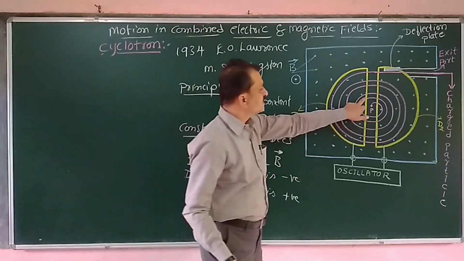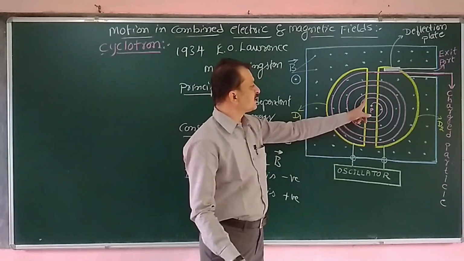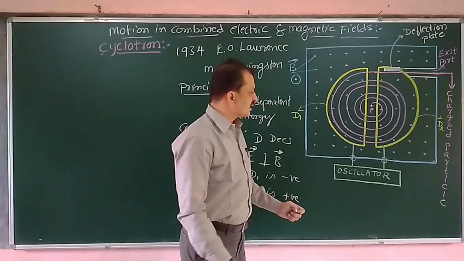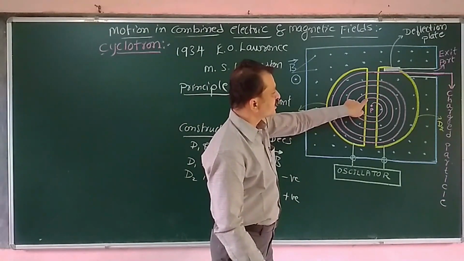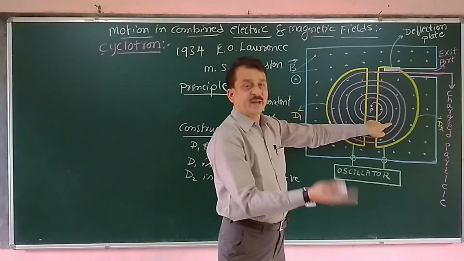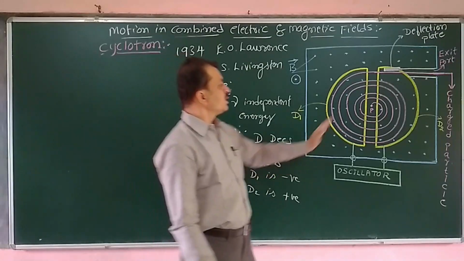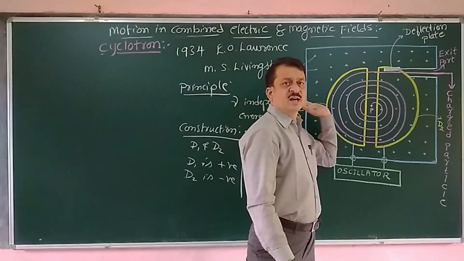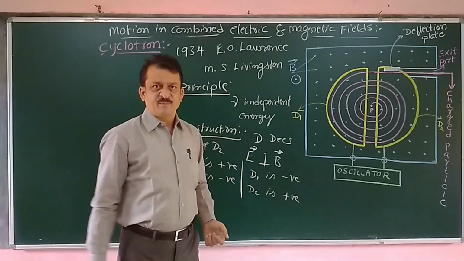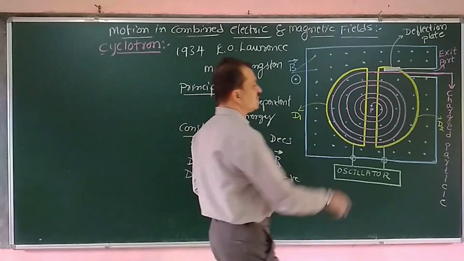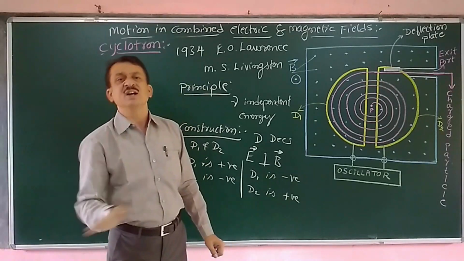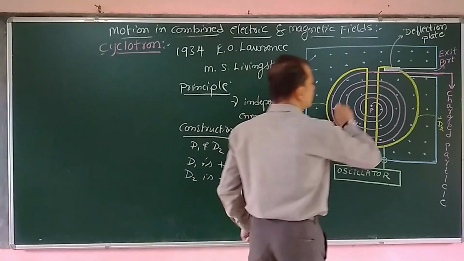Once again it reaches the edge of D1. As soon as it comes to the edge, as we have already told earlier, as and when it approaches this point, the polarity of D2 becomes negative and D1 becomes positive. Therefore, this positive charged particle gets attracted towards D2 and gets accelerated. Its velocity increases. As velocity increases, the radius goes on increasing. And hence this process continues.